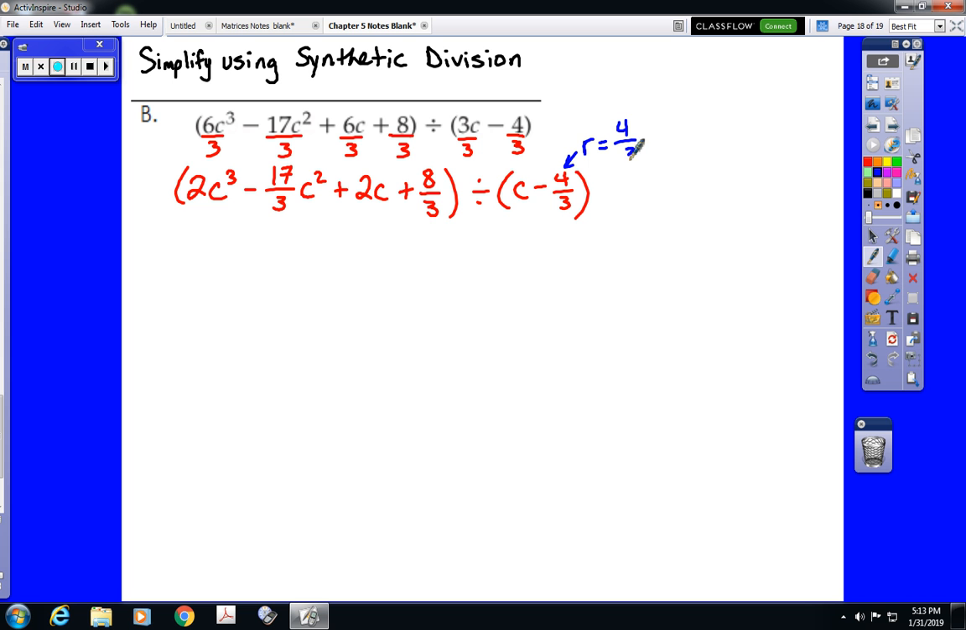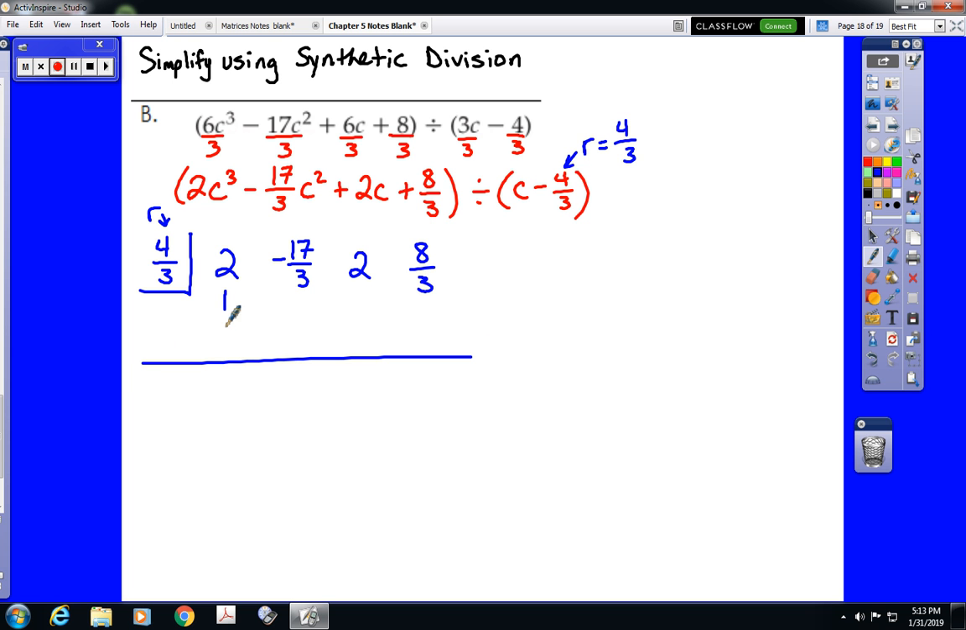So in this case, our R value is positive 4 thirds. So we put R in the box. 4 thirds goes in the box. And outside the box, we write those coefficients. 2, negative 17 thirds, 2, 8 thirds. Leave one line of space for work. And here we go. Drop the 2.